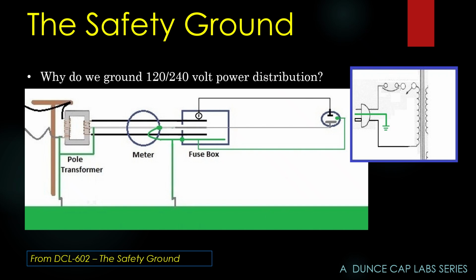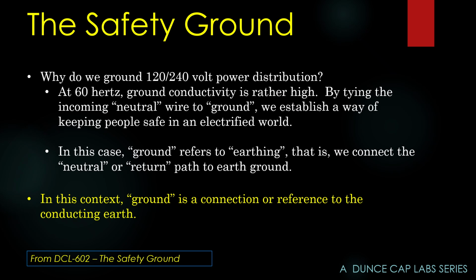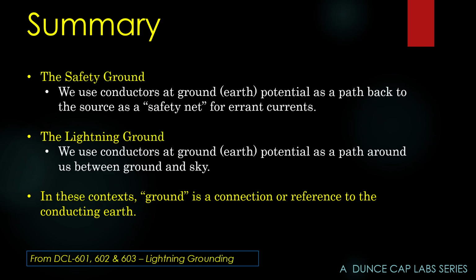So the point of all of this is that we ground by tying the incoming neutral wire to the earth ground. And doing so, we establish a way of keeping us safe. In this case, ground refers to earthing. That is, we connect the neutral or return path to earth ground. In this context, ground is a connection or reference to the conducting earth. So again, we've figured out now why we do a safety ground and a lightning ground to the earth. In these contexts, both of them, ground is a connection or reference to the conducting earth.